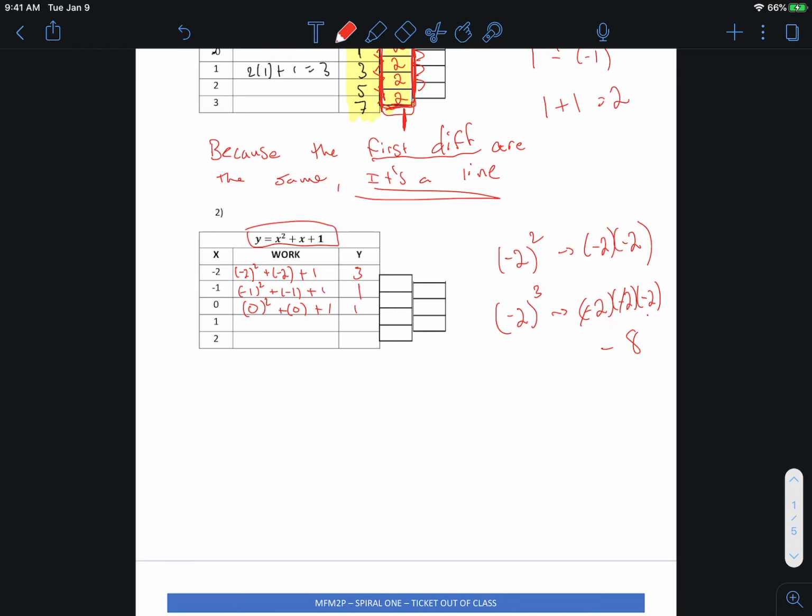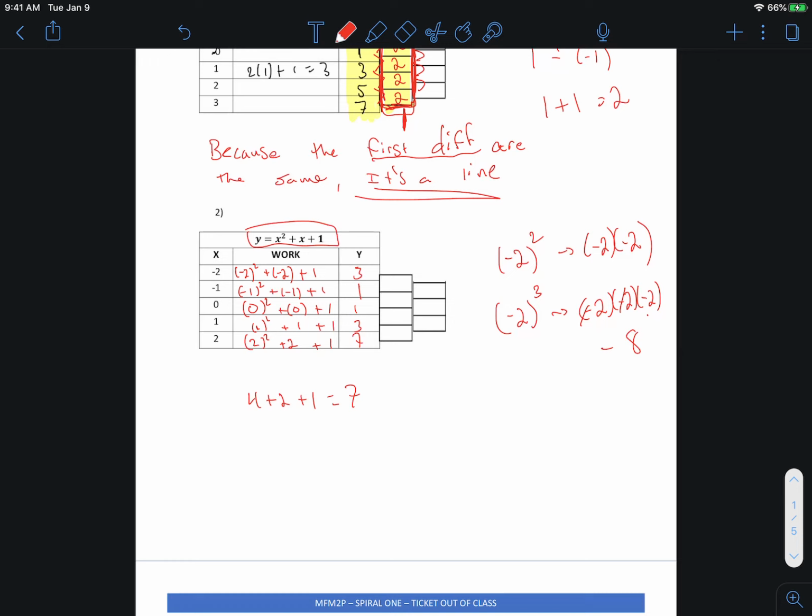Okay, so let's do the next one. It'd just be 1 plus 1 plus 1, so it's 3. Okay, and then let's do 2. So it's 2 squared plus 2 plus 1. So it'd be 4 plus 2 plus 1. What would it be? 4 plus 2 plus 1. So that's 7. That's it.